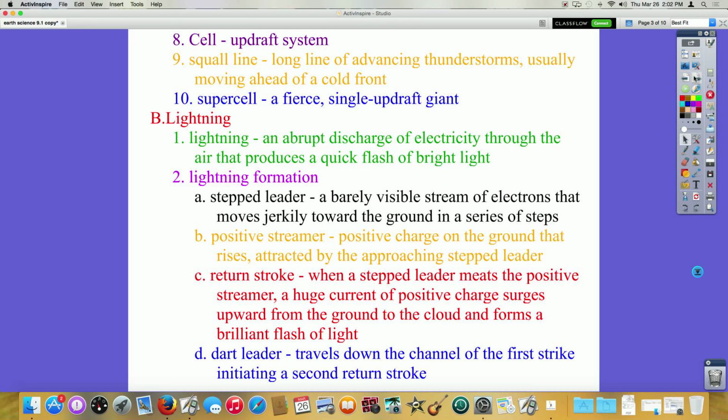When a stepped leader meets the positive streamer, a huge current of positive charge surges upward from the ground to the cloud and forms a brilliant flash of light. And when we say huge current, we mean an absolutely phenomenally large amount of current. It only lasts a few millionths of a second, but the power flowing through it typically reaches 2 trillion watts, or 2 billion kilowatts. The tremendous rush of charged particles heats the air in the return stroke. We'll talk about that effect a little bit later on. But yeah, a phenomenal amount of electricity.